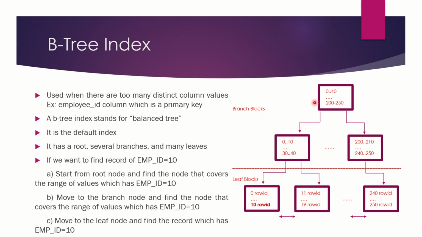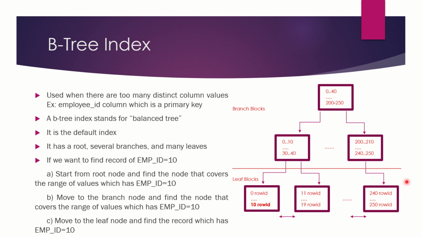A B-tree index consists of a root block, several branch blocks, and many leaf blocks. The root block covers the entire range of values for the indexed column. For example, in an employees table with 250 rows, it covers the entire range of 250 values for the employee ID. Similarly, the branch block is further subdivided into sub-ranges across multiple branch nodes. Likewise, leaf blocks are again subdivided into further sub-ranges which cover the entire range of values across multiple leaf blocks.